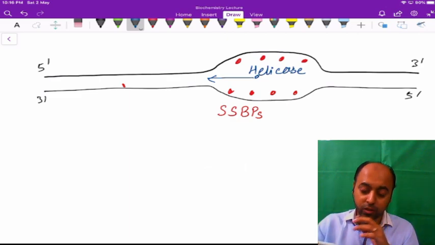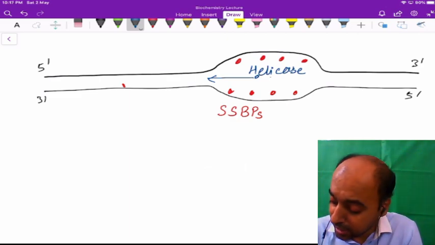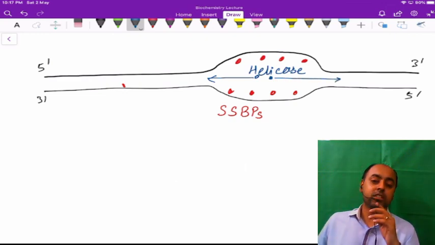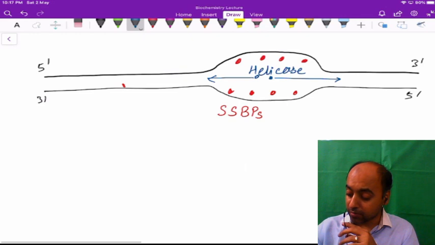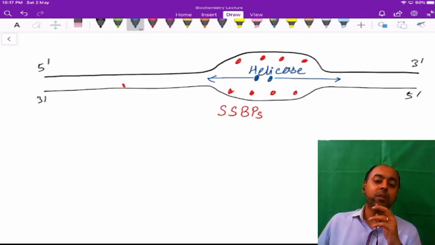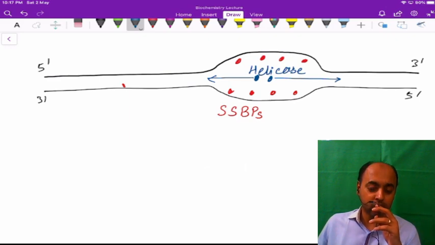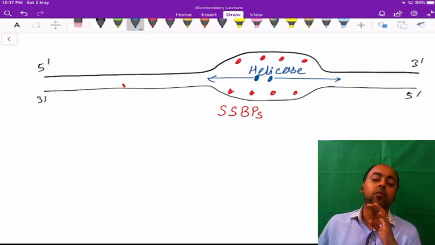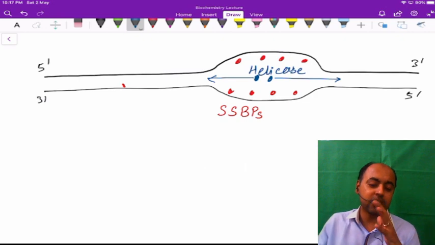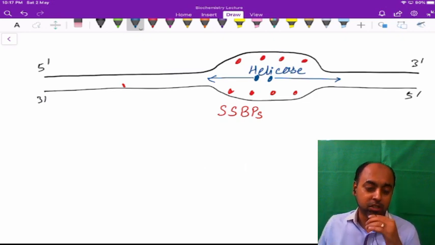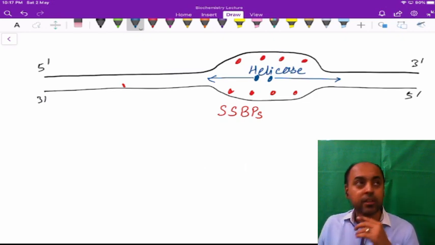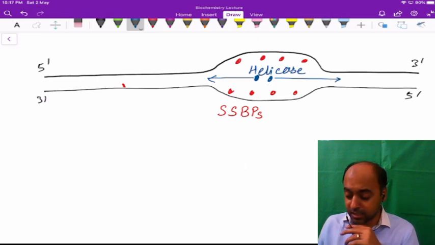A very important thing to note is helicase will work simultaneously in both the directions. So a pair of helicases will come in. You can see there are two proteins here, a pair of helicases will come in and they will start separating the two strands in opposite directions simultaneously from the ori. From the ori, two helicases will go in opposite directions and cause the separation of the two strands of DNA simultaneously. This is the helicase.